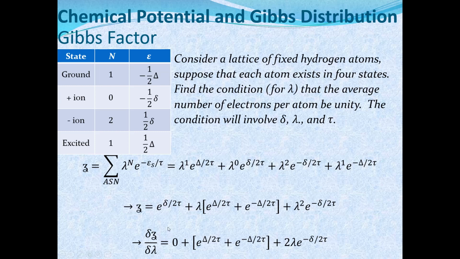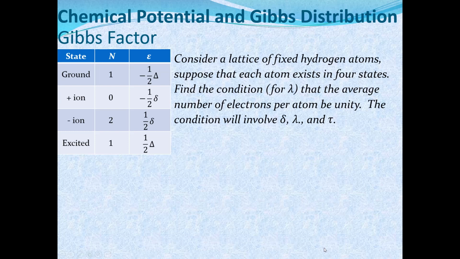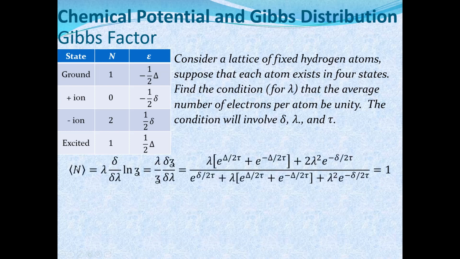Because they want to find the condition for this lambda term, I'm going to take the partial derivative of this with respect to lambda, and I'm getting this equation. So the number of molecules, remember we found it to be equal to either of these equations. Since we're dealing with terms of lambda, we're going to work like this.